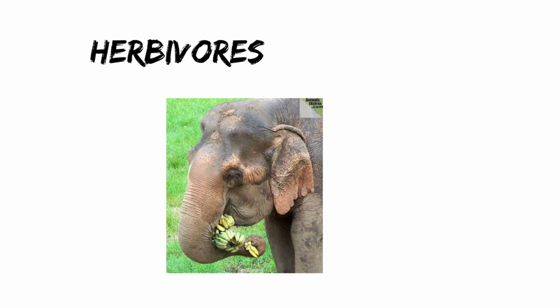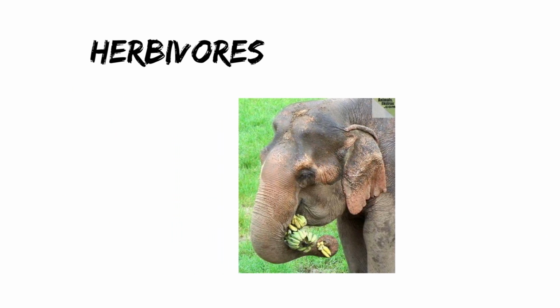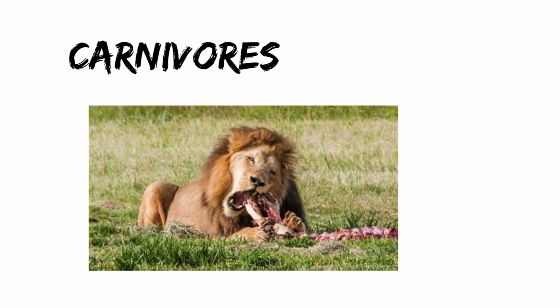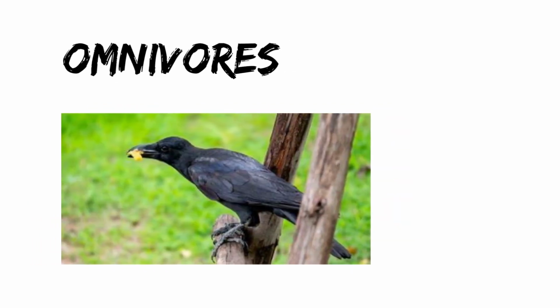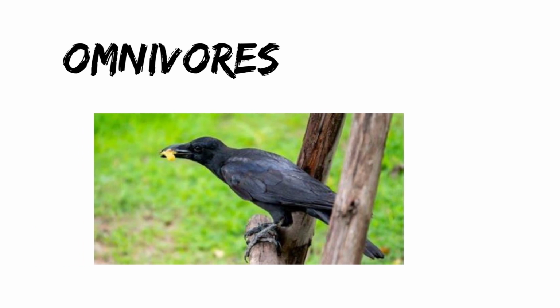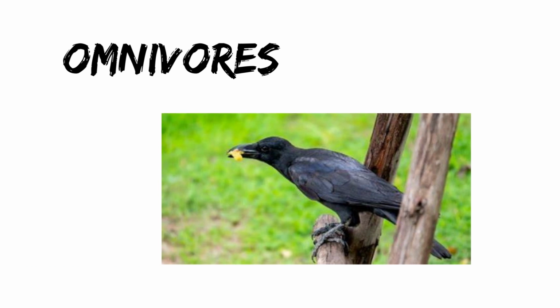Animals which eat only plants or plant products are called herbivorous. Some animals which eat other animals are called carnivores. In some cases, some animals which eat both plants and animals are called omnivores.